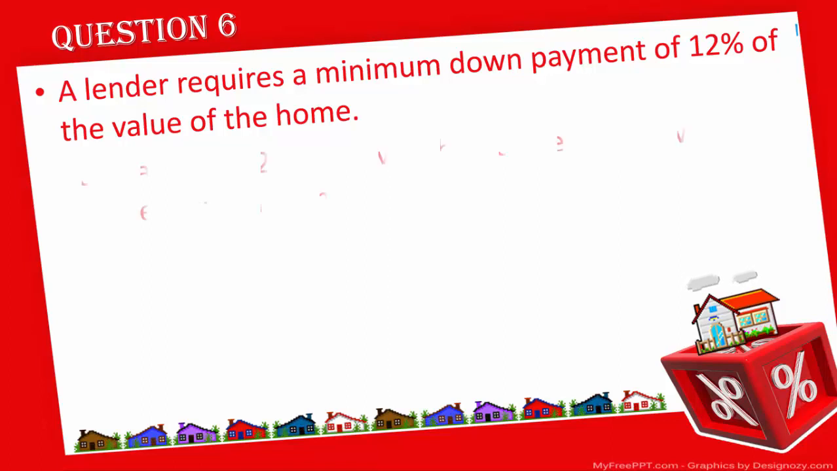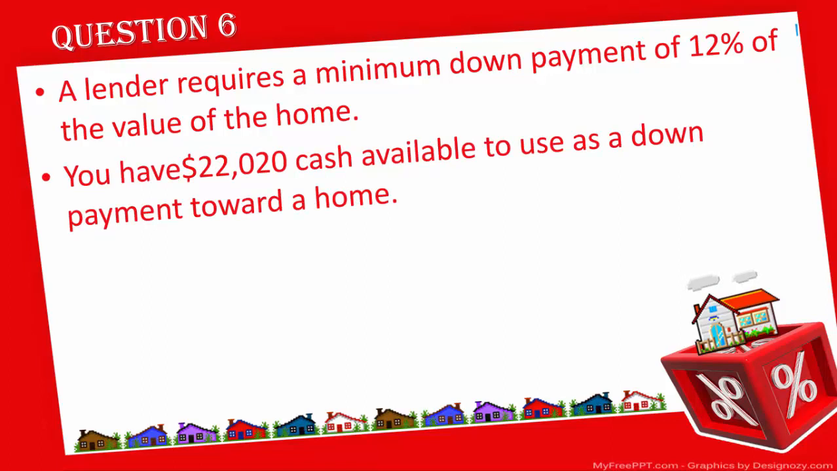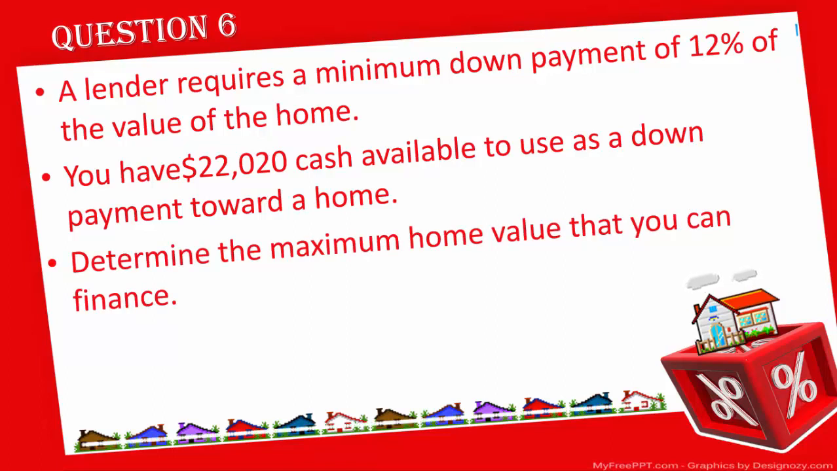In question number 6, a lender requires a minimum down payment of 12% of the value of the home. You have $22,020 in cash available to use as a down payment for the home. So you want to determine the maximum home value you can finance. In this question, you want to figure out how much home you can buy, given that $22,020 is what you can put as a down payment. So again, we'll go to the whiteboard and work out the details of how we could figure this out.